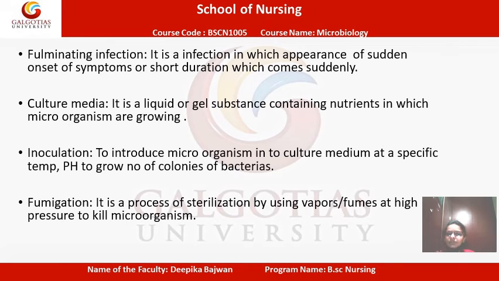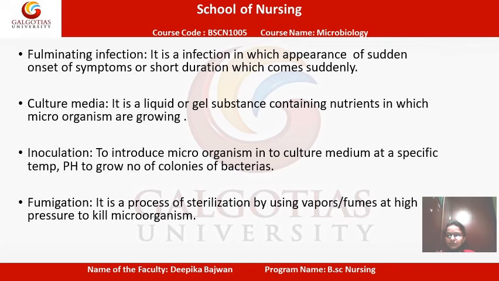So now we come to the next term, that is culture media. Culture media means it is a liquid or gel substance containing nutrients in which microorganisms grow. So it is basically a gel substance which is used to grow bacteria in an artificial medium. That is known as culture media. An example of culture media is agar gel. We use agar gel to grow bacteria artificially.